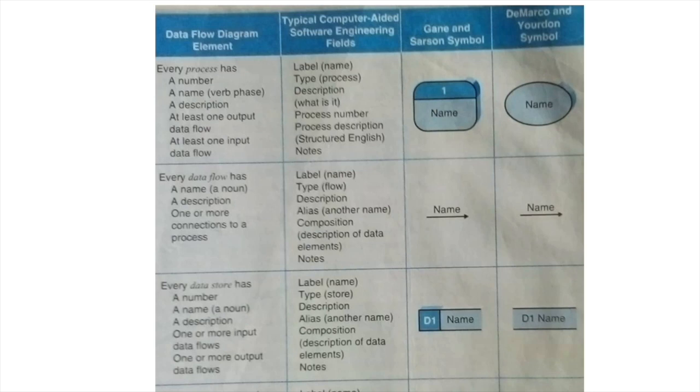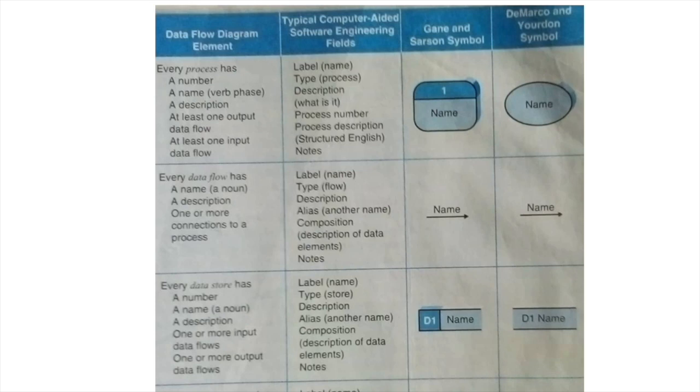But if you see the DeMarco and Yourdon symbols in a textbook, still know that they are talking about the same thing. Now, for a process, every process has a number, a name, and this name is usually a verb phrase, a description, at least one input data flow, and one output data flow.